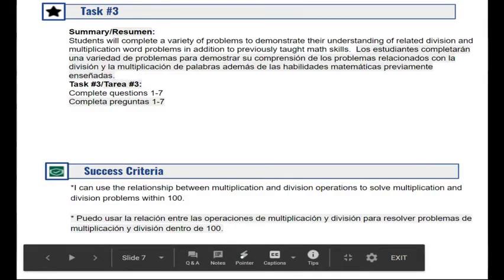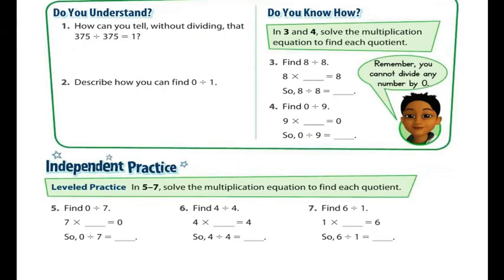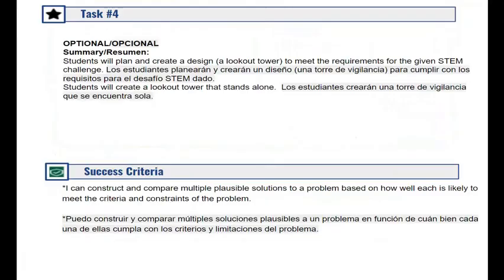For Task 3, students will complete a variety of problems to demonstrate their understanding of related division and multiplication word problems. To be successful, students will use the relationship between multiplication and division operations to solve. For Task 3, students are expected to answer questions 1 to 7. Task 4 is an optional task.